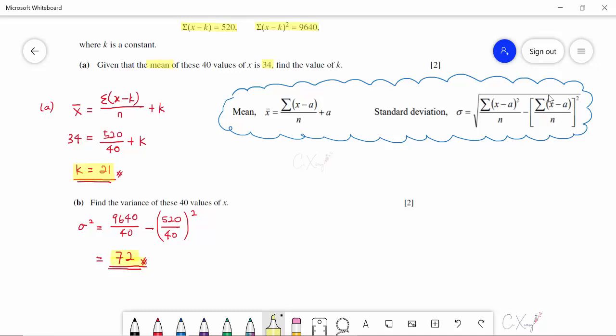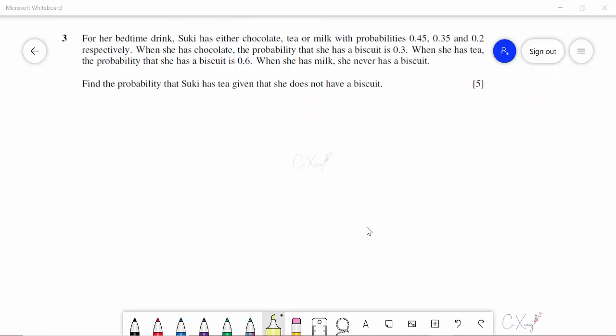So these are the answers for part A and also part B for question number 2. Please take note that the formula shown here will not be provided in the formula booklet, therefore you have to think of a way to memorize it. So now we come to question number 3.